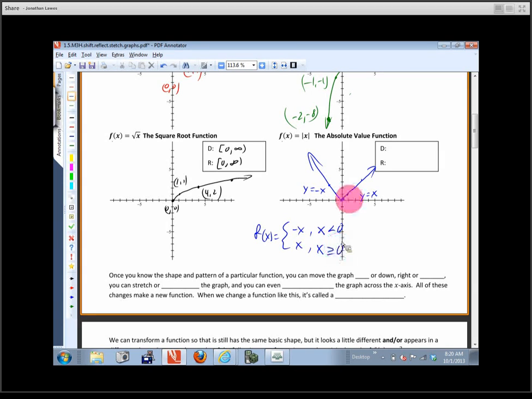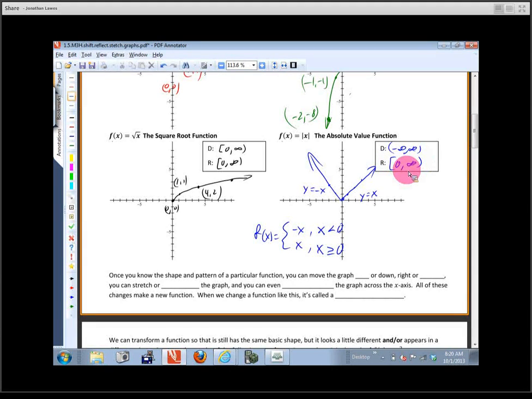We've got this graph that's going up and this graph that's going down, and they come to this point, this vertex point. Okay? Domain. Anything you want, right? Negative infinity to infinity. What about the range? Non-negatives, or from 0 to infinity.